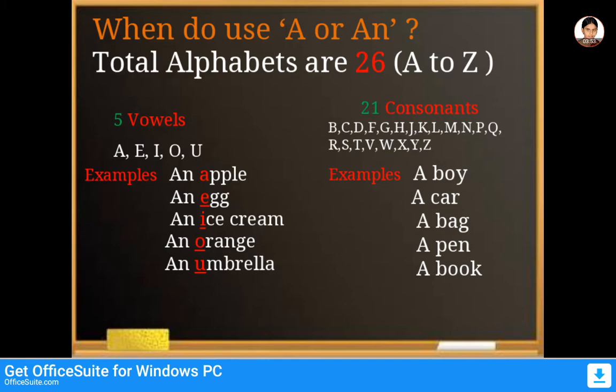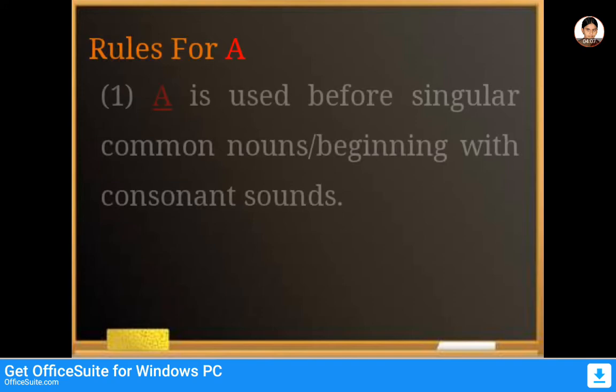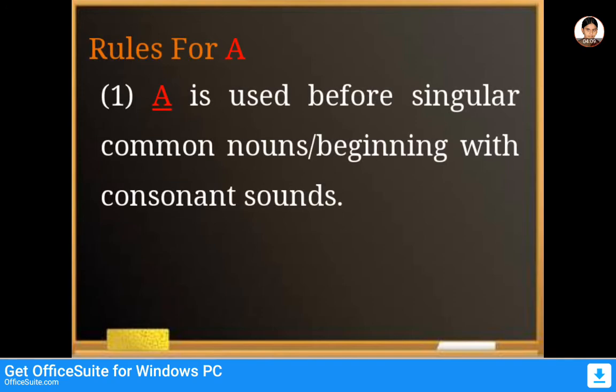Children, remember, before a vowel sound, an is used. Before a consonant sound, a is used. Let us see the rules for a. A is used before singular common nouns beginning with consonant sounds. Singular means single or one, like a pen, a book.